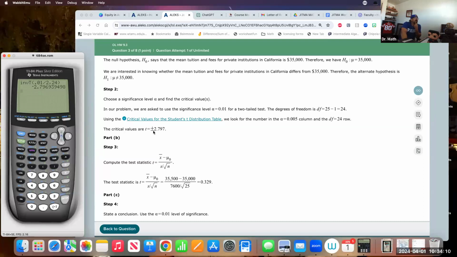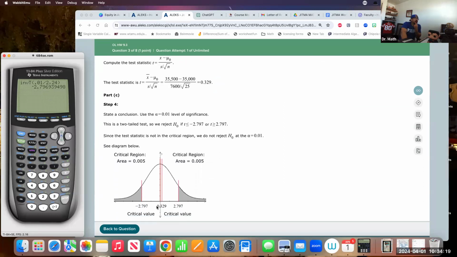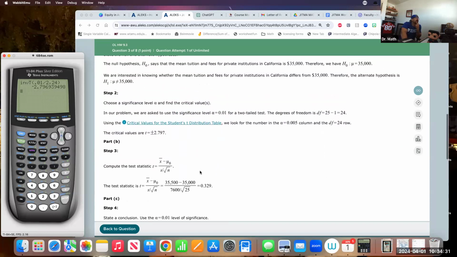So these are your critical values, negative 2.797 and then positive 2.797. And again, because it's two tails and it's symmetric, right? We got 0 right smack in the middle. You get one that's positive and one that's negative. And we'll talk about this number right here. But remember, 0 is always smack in the middle. Okay. So now that we have our boundaries, as I call them, you have your critical values.